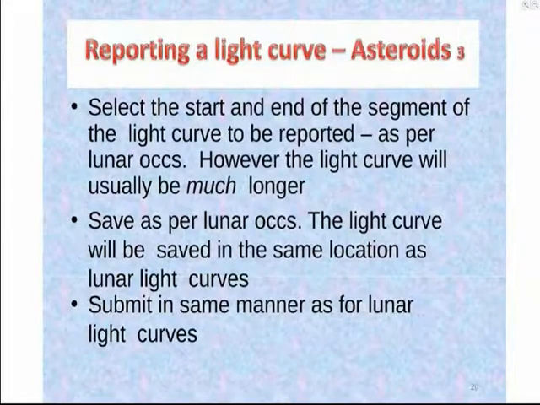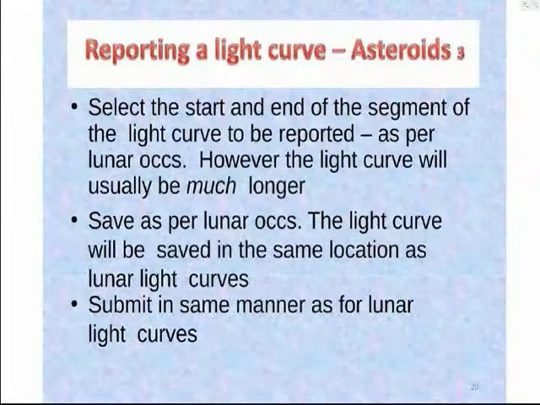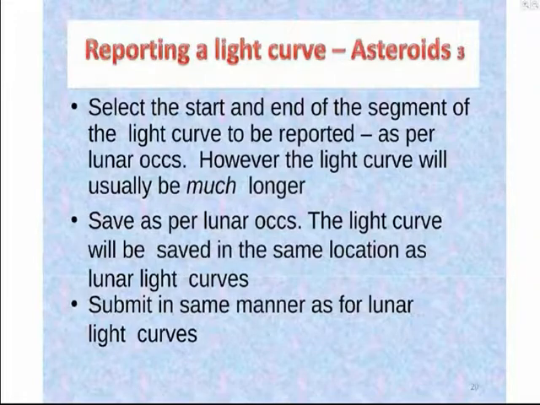Then at this stage, select the start and end of the segment of the light curve to be reported. As indicated before, the light curve will usually be much longer. There is no real limit on how long the light curve can be. In the file that's generated, the light curve data is saved as a single logical line, and that logical line could be kilobytes long. It's saved with the same location as the lunar occultation light curves, and it's submitted in the same manner as the lunar occultation curves.